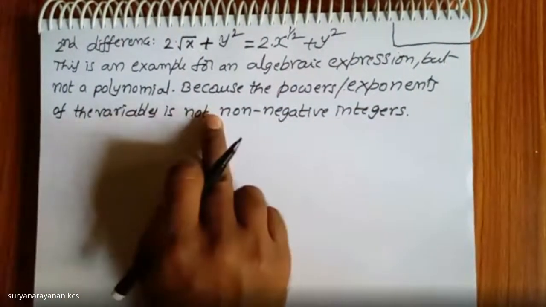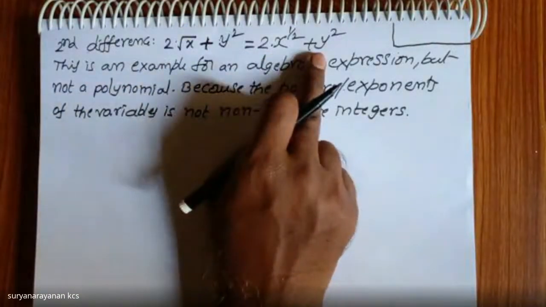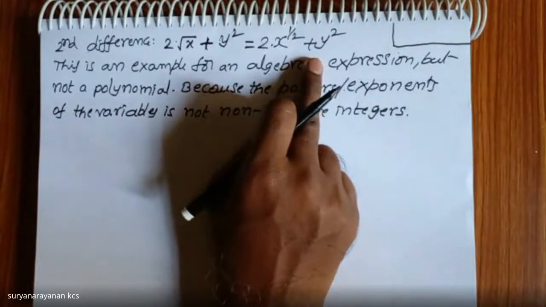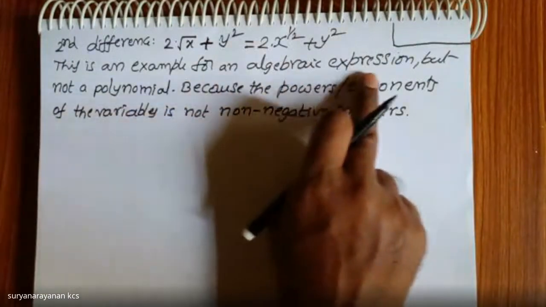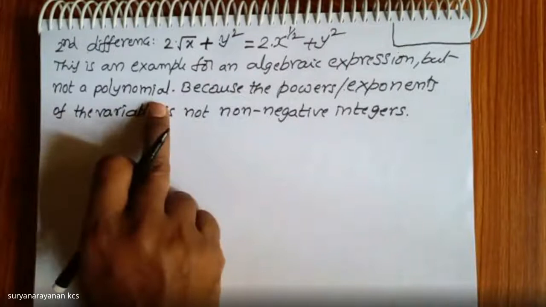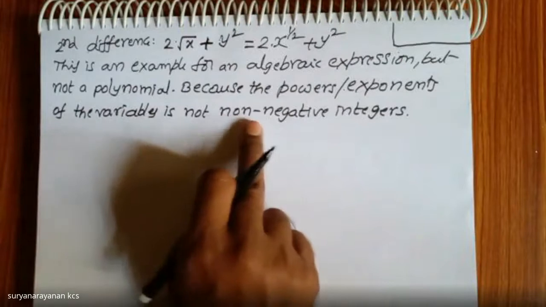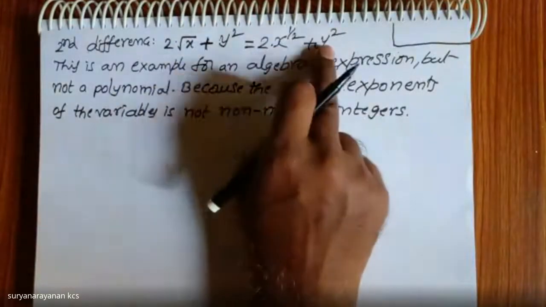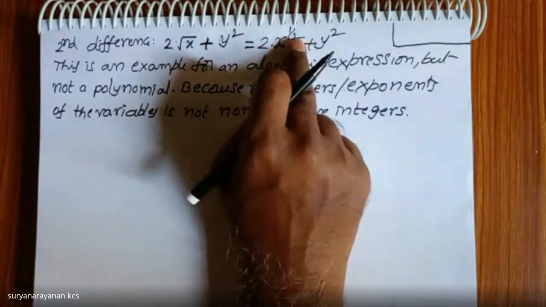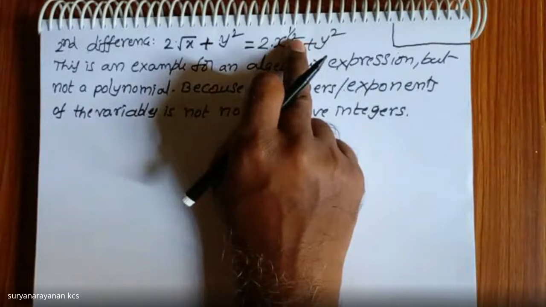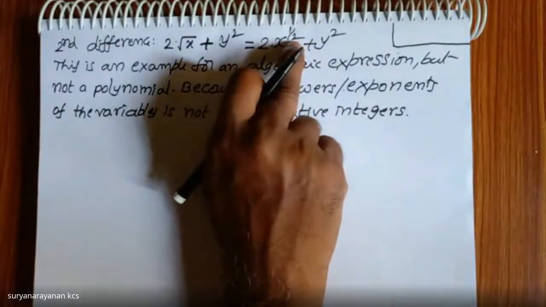This is the reason we are taking this one as an algebraic expression but not a polynomial, because see here I wrote that reason. This is an example for an algebraic expression but not a polynomial, because the powers or exponents of the variables are not non-negative integers. Here two variables are involved in this algebraic expression. The power of the variable x is 1 by 2. It is not a non-negative integer. It is a rational number.